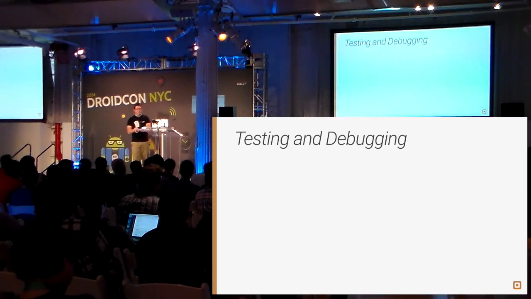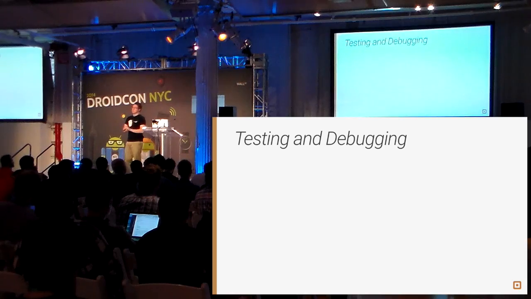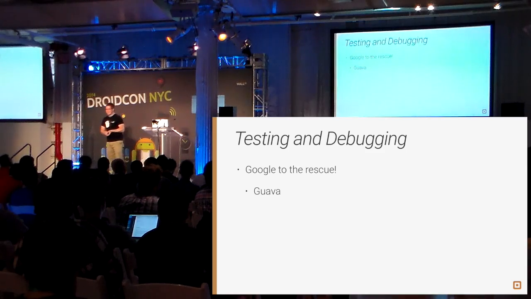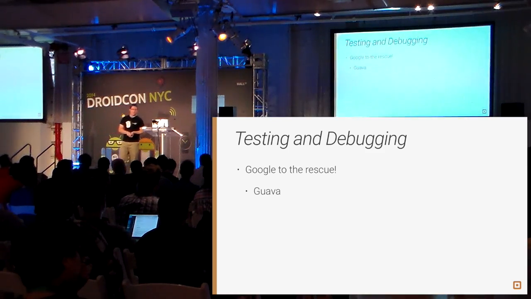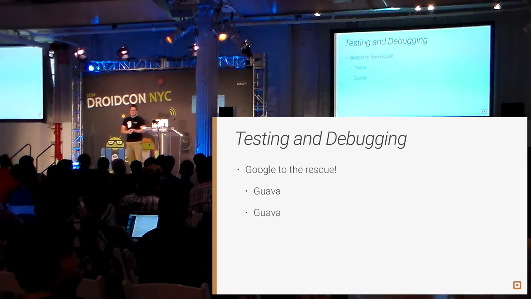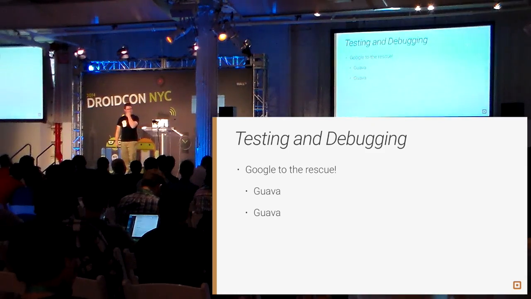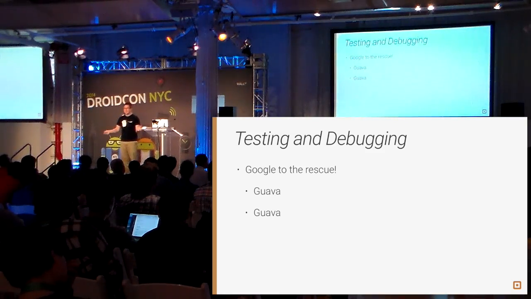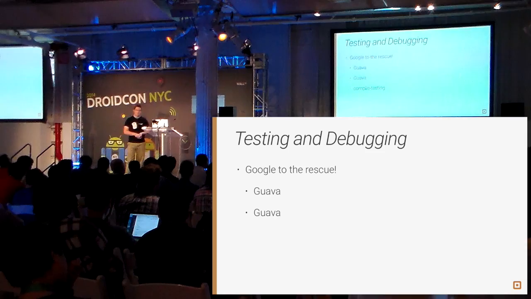So one of the pain points of annotation processors are testing and debugging. So let's go through what testing looks like. And yet again, Google to the rescue. Once again, Guava is a huge friend here. And I like it so much, I put it on the slide twice. Really amazing things in here, especially in the collections package, in order to create these models and test them.